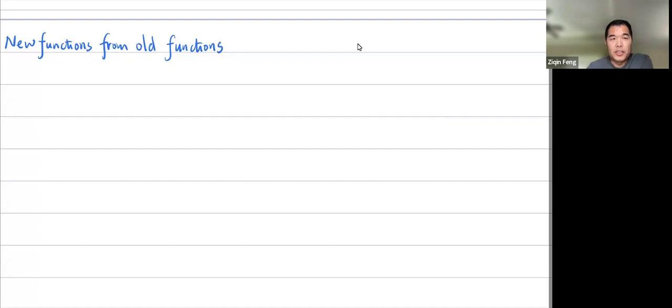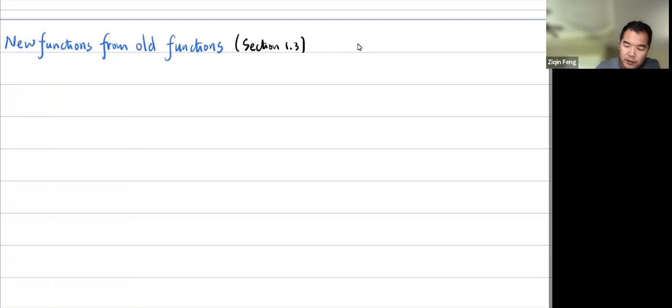In this video, we'll discuss how we generate new functions from some elementary functions, old functions. This is section 1.3 in the book. By the end of this video, I hope you will be able to understand some ways to generate new functions from some given known functions.